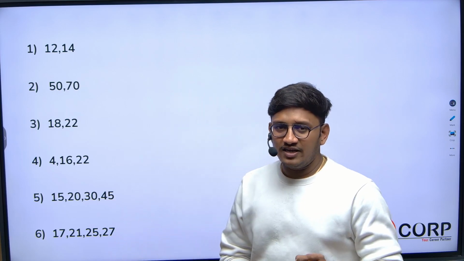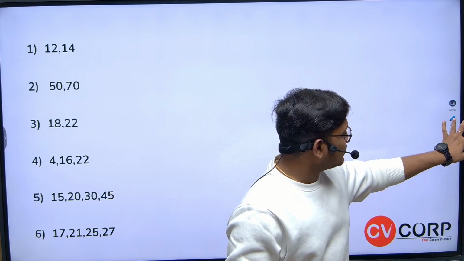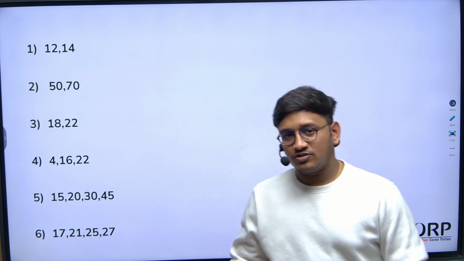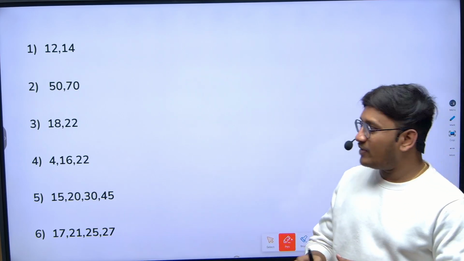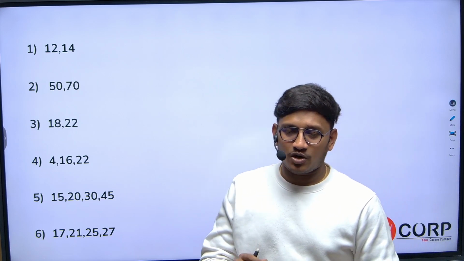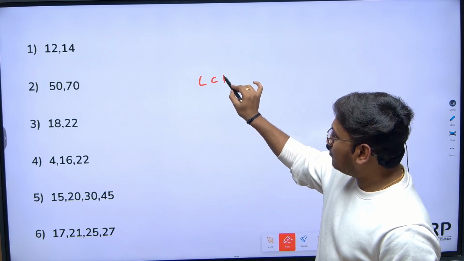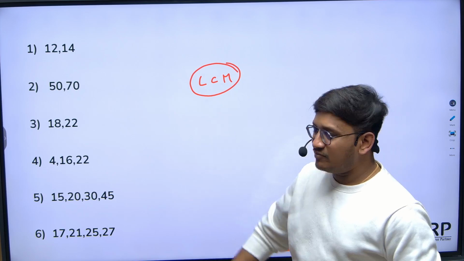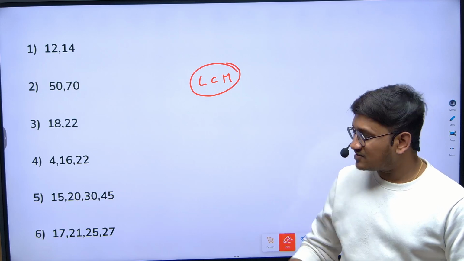So I'll just tell you the brief thing. As I said already, to discuss this entire number system concept, it will take 5 to 6 days, more than 6 to 7 hours to complete number system. So we don't have much time, so I'll just give you direct shortcuts for LCM and HCF. Most of the students are familiar with the concept of LCM, right? So I'll give you a simple way to understand the LCM concept.